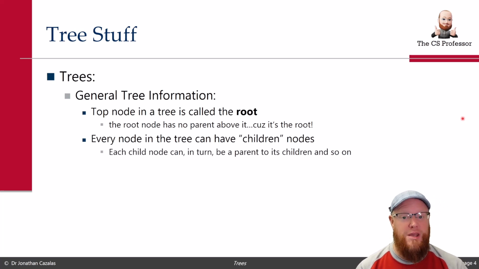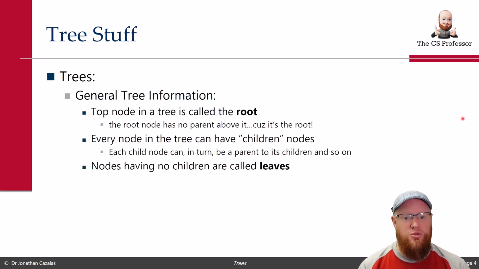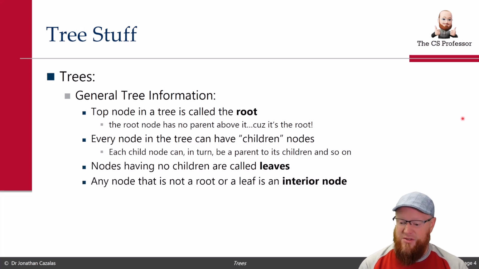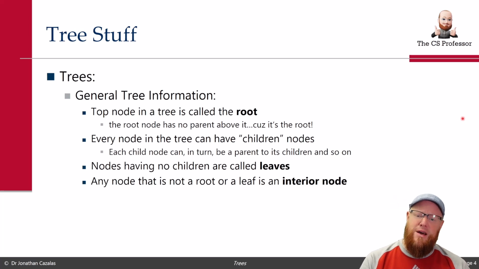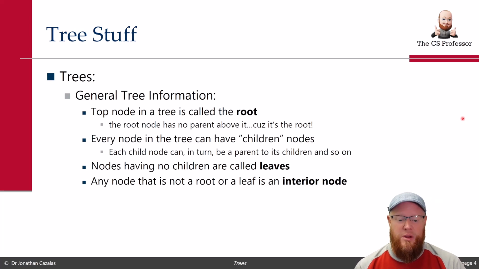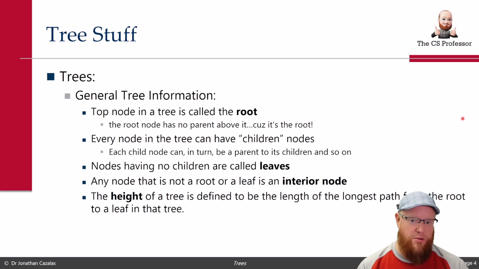Every node in the tree can have children nodes, and every child node in turn can be a parent to its own children nodes. Nodes that have no children are called leaf nodes, or you would just call them, the plural, leaves. So a leaf node is a node with no children. Any node that is not a root or is not a leaf node is simply an interior node.